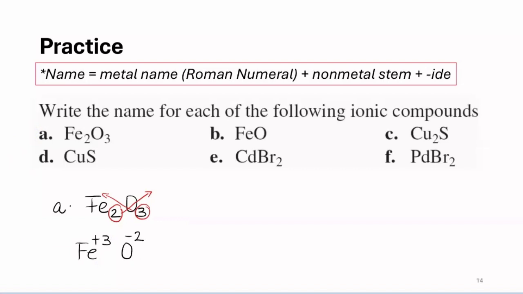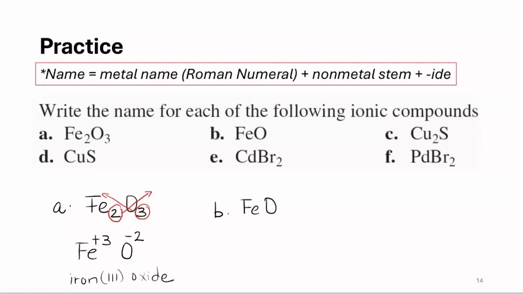Next, you need to observe, does your nonmetal anion have the right charge? And indeed, it does. Oxygen is always minus 2. Only then can we name our compound. So the name for this compound will be iron, Roman numeral 3, oxide. Let's go over letter B. Our chemical formula is FeO.